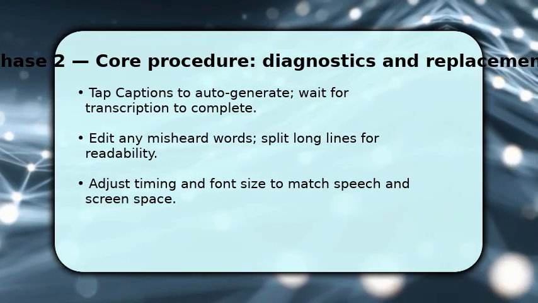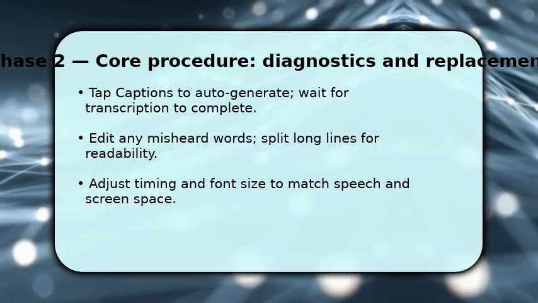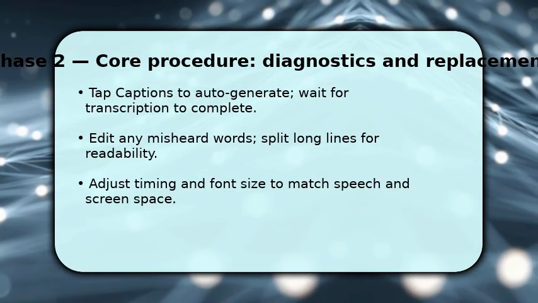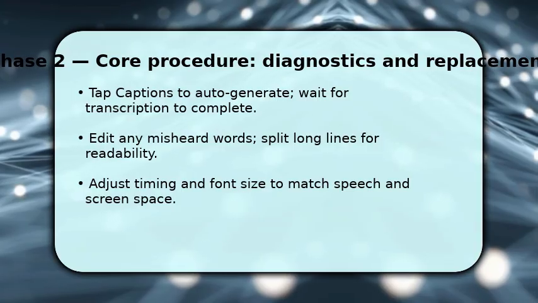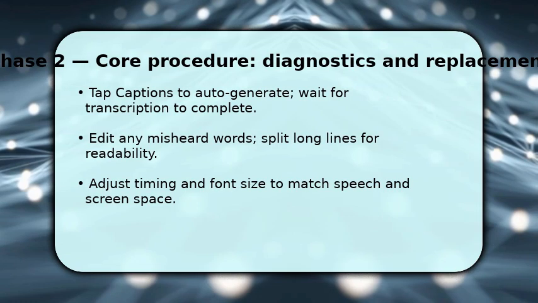Use the line splitting option to avoid one long block. Shorter phrases read faster. Make sure timing aligns with when you speak. Drag caption segments if they're early or late. Also set font size and color to contrast with your footage, so text remains legible across devices.